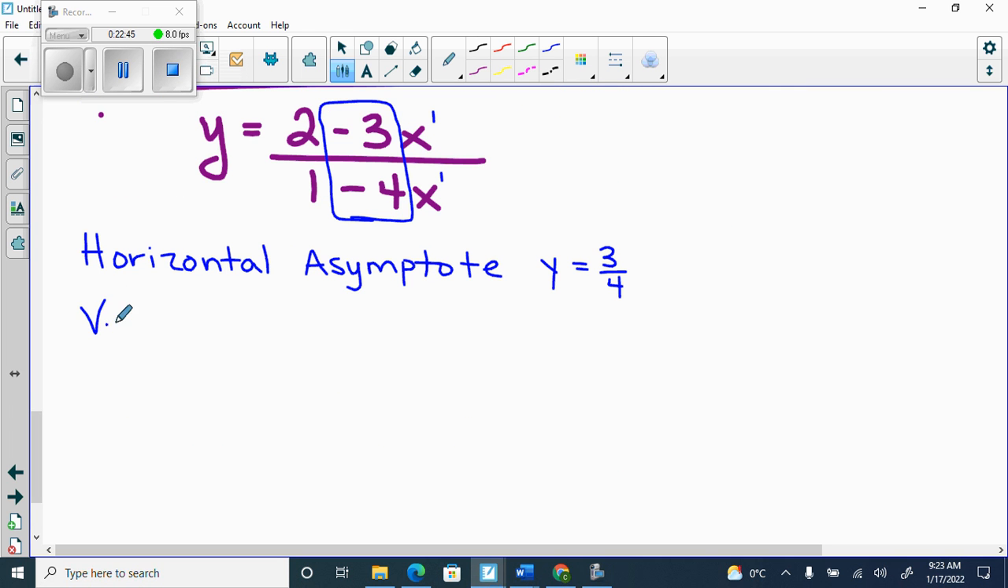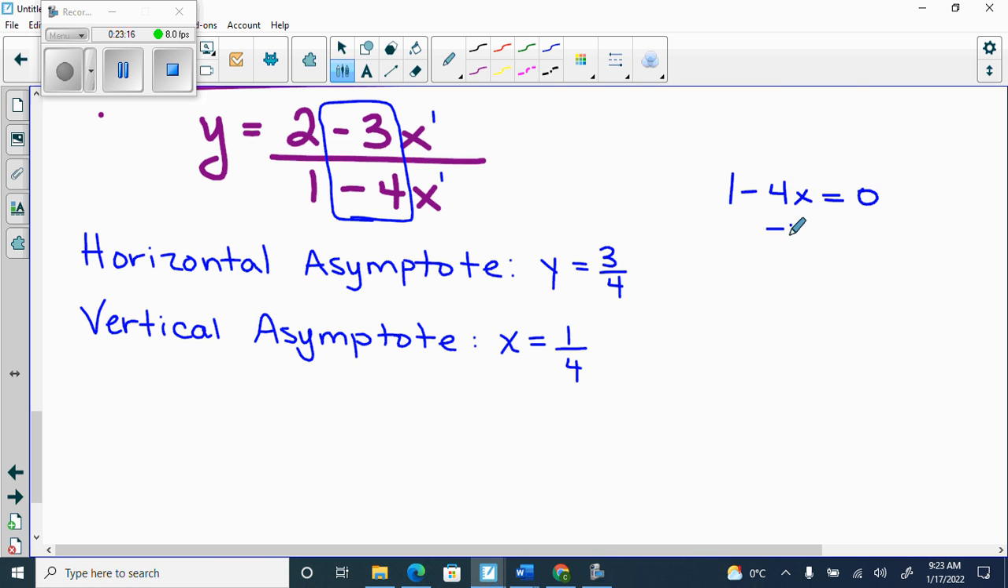And then the vertical asymptote is going to be x equals what, Isabel? Maybe negative 1/4. No, 4. No, wait, yeah. 1/4. Yes, because we go 1 minus 4x equals 0, negative 4x equals negative 1, x equals 1/4. Yeah, it's totally what you said. I agree. Okay.